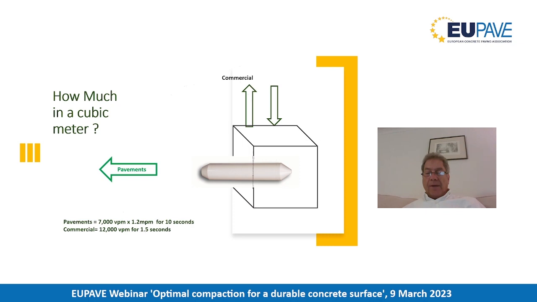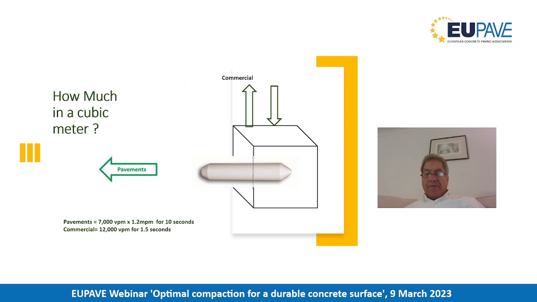A slipform paver drags a vibrator head at an average speed of around a meter to 1.2 meters per minute. This equates to the cubic meter of concrete being in contact with the surface area of the vibrator for around 10 seconds.